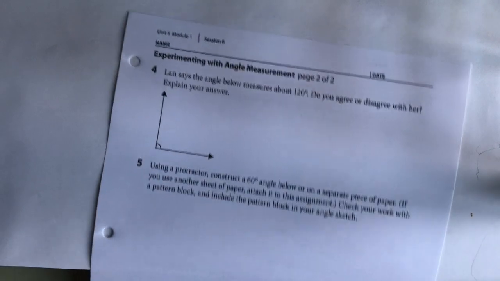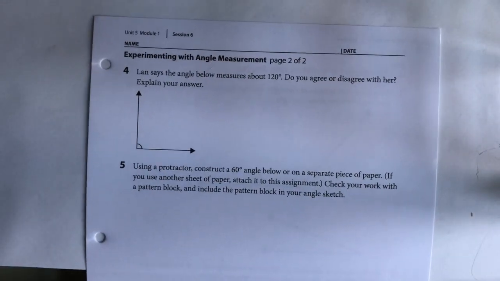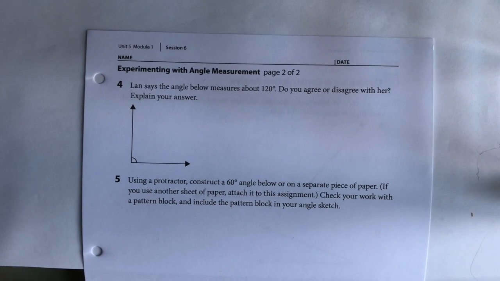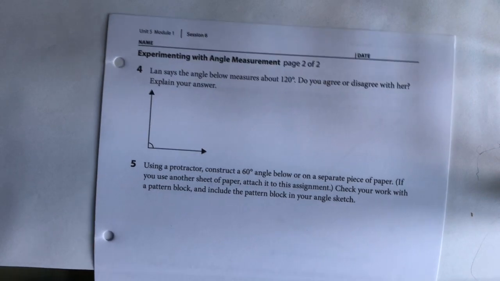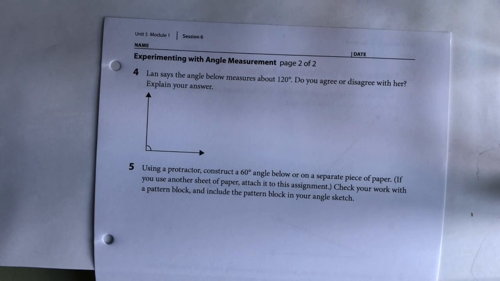All right, let's move on to page 177. Top of page 177 looks like this. It still says experimenting with angle measurement, and this one is page 2 of 2. Number 4, let's look at number 4 real quickly. It says, Lance says the angle below measures about 120 degrees. Do you agree or disagree with her? Explain your answer. So go ahead and pause the video here to record your answer for number 4.